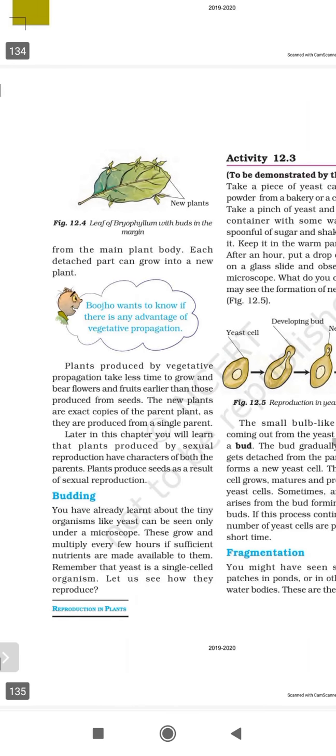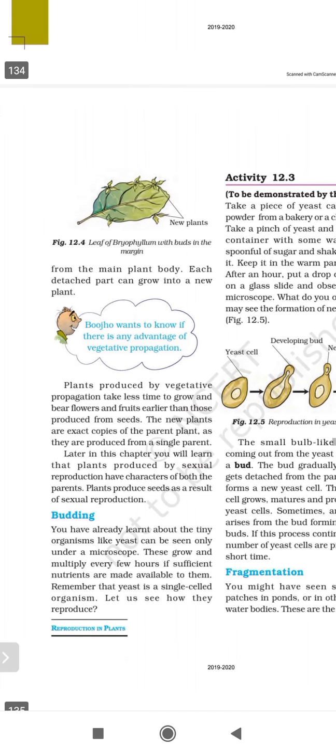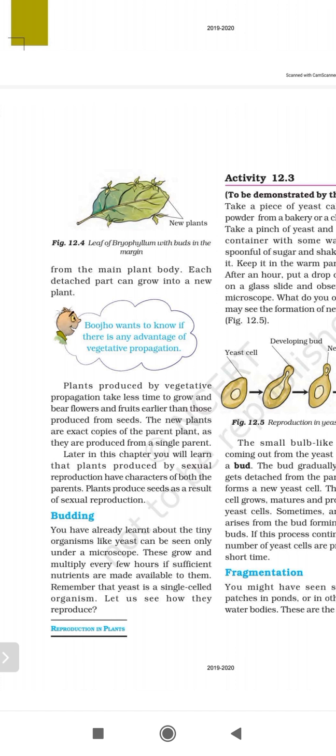Plants produced by vegetative propagation take very little time to grow. They don't need more time to grow. In a very small time it will grow. It will have a flower, it will have a fruit. The new plant will grow like an exact copy. They don't change, right? But in sexual reproduction, the change occurs. Here, no change will occur in asexual reproduction.